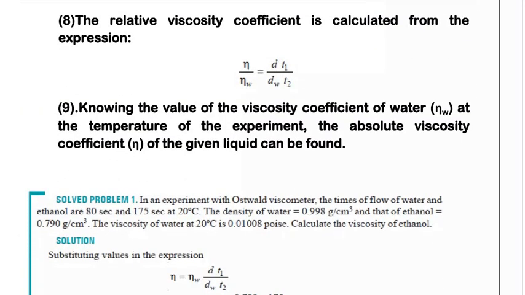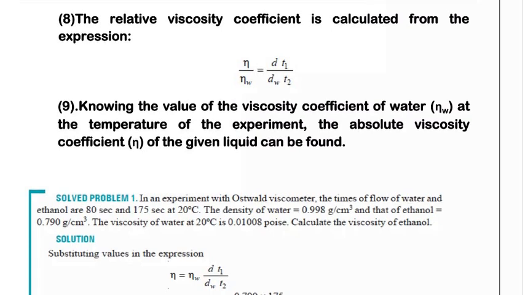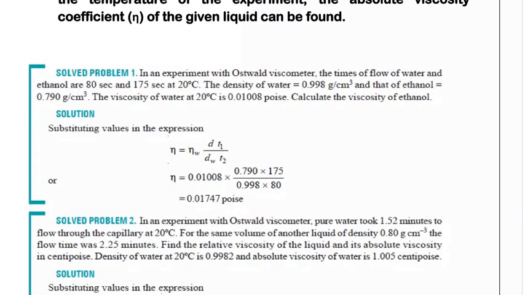So the relative viscosity coefficient is calculated from the expression eta / eta_water = d t1 / d_water t2. So, knowing the value of the viscosity coefficient of water at the temperature of the experiment, the absolute viscosity coefficient of the given liquid can be found. So you can see, if you know some parameters, then you can calculate the absolute viscosity.